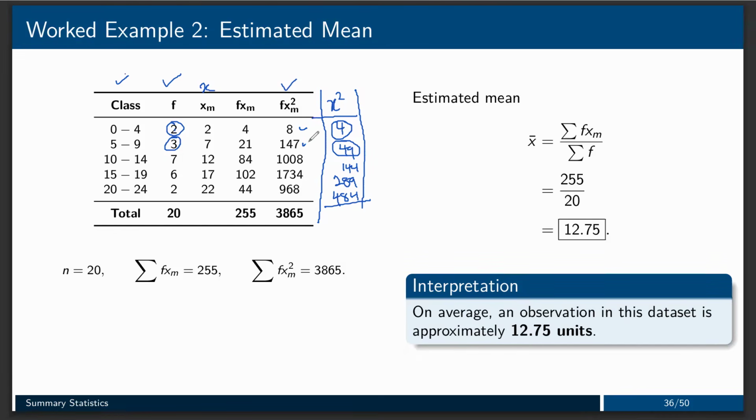We have here 147. Then 7 times 144, which is 1008. So that's what we have. We have f times x squared like that, and then we do for everything. We have to do this because we need the summation of f times x squared according to the formula. So the total gives us 3865 for this column.